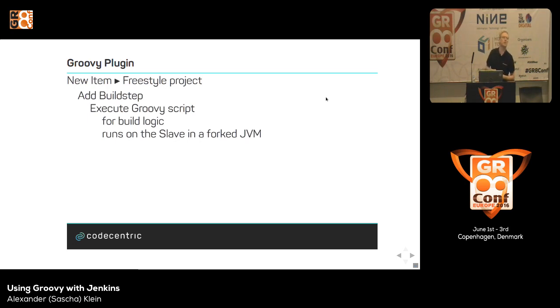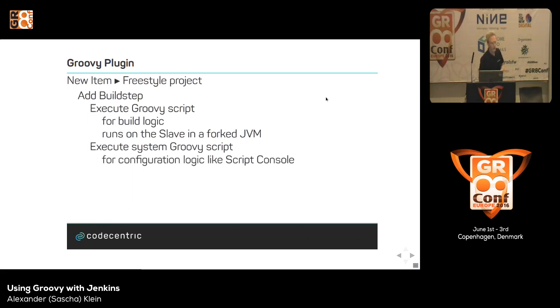If you want to interact with the global Jenkins instance because you need some information or you want to change something or whatever, you have the possibility to execute a system Groovy script. And this is mostly for configuration logic, like you did with the script console, but sometimes you want to do that just for this build. For example, change something, run the build, and change it back after that. Then you can do it like that.